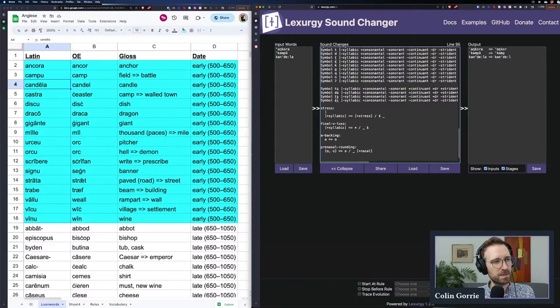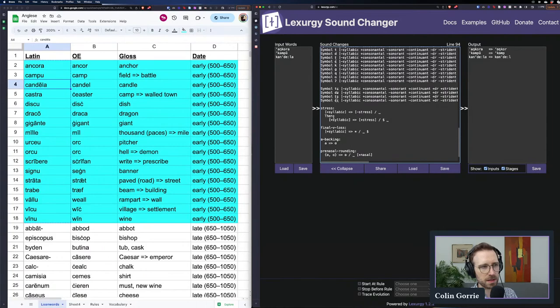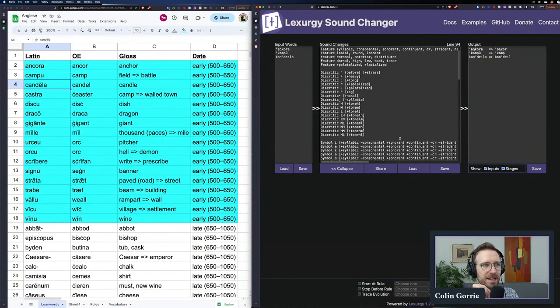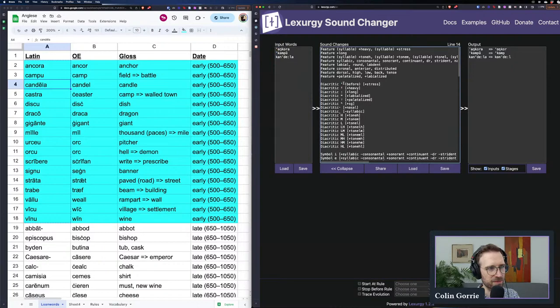So let's do plus syllabic, minus stress. And let's just make a two-part rule. So we first of all delete all stress and then reassign it. Let's see if this does what we want. And indeed it does not. Is it because our diacritic is wrong here? Perhaps. All right, so it seems that something has gone terribly wrong in this stress case.